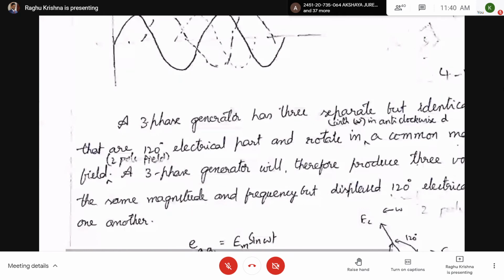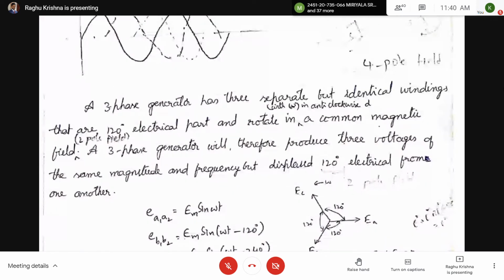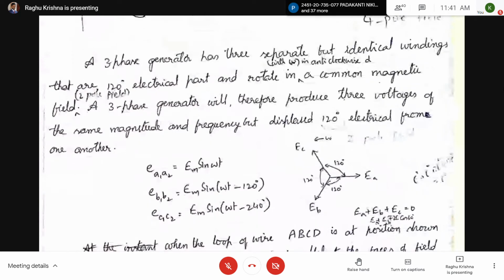Now here a three-phase generator has three separate but identical windings that are 120 degrees electrical apart and rotate in a common magnetic field. They will rotate with an angular speed of omega in anti-clockwise direction in a common magnetic field. A three-phase generator will therefore produce three voltages of the same magnitude and frequency but displaced 120 degrees electrical from one another. So let us take E A1A2 equal to Em sin omega t.